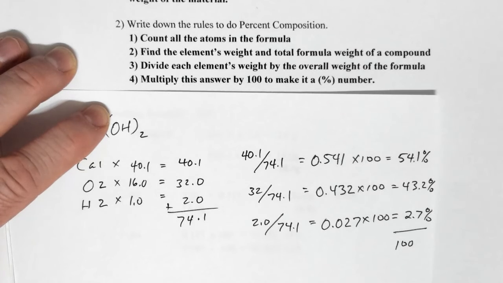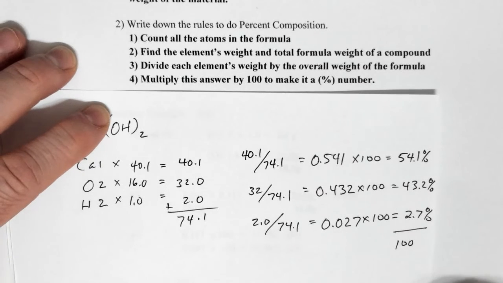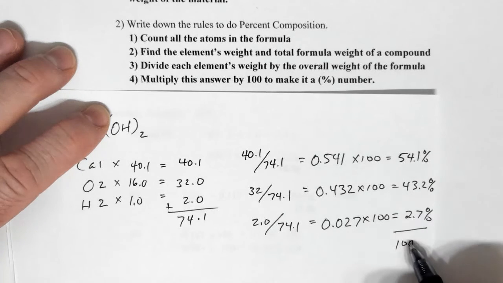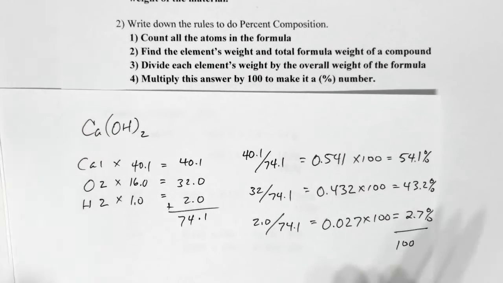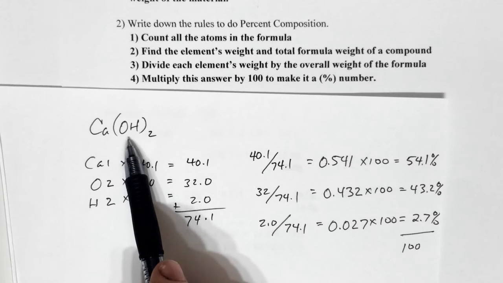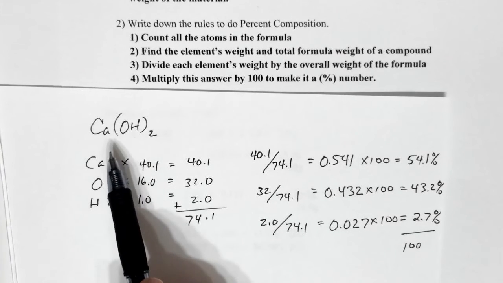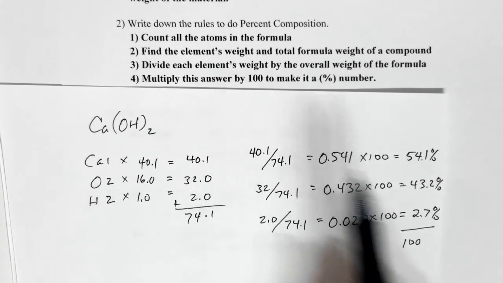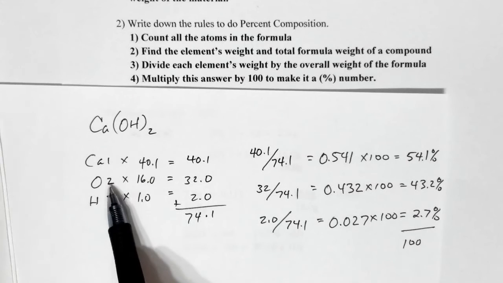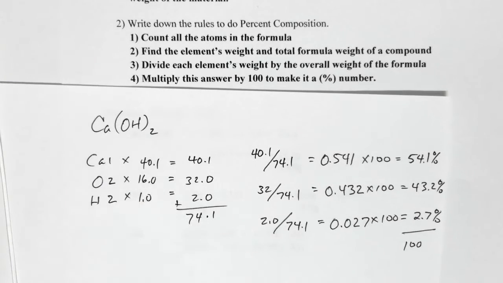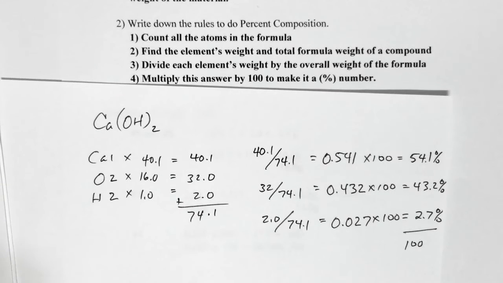If you don't, you've got to be careful. You might get 99.9, and that would be okay, because maybe you didn't round correctly on the decimal point. But if you're not near 100%, then you have a number wrong in here. So that's a quick, easy thing to check. So what am I saying? If you put some calcium hydroxide on a scale, 54% of the weight is due to the calcium atoms, 43% is due to the oxygen atoms, and 2.7% is due to the hydrogen atoms in that formula. So it's pretty simple to do.